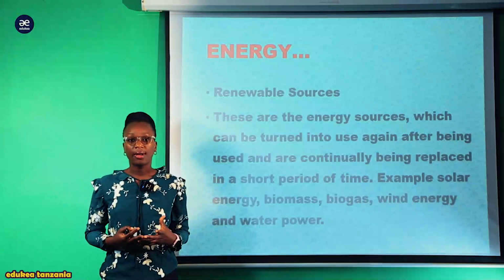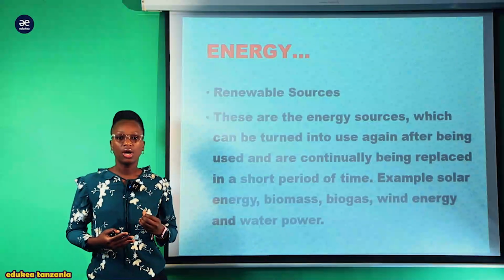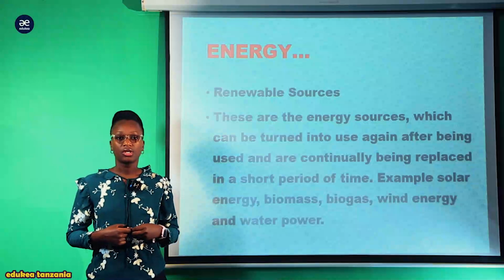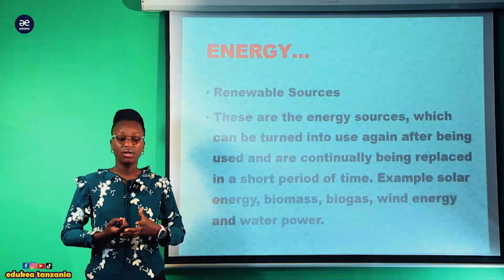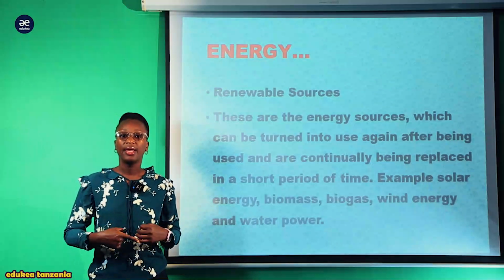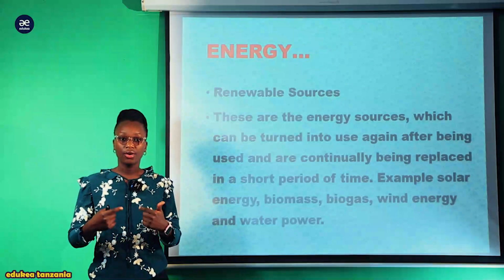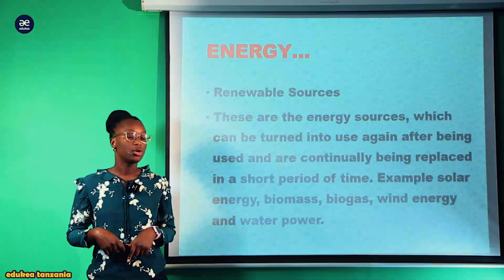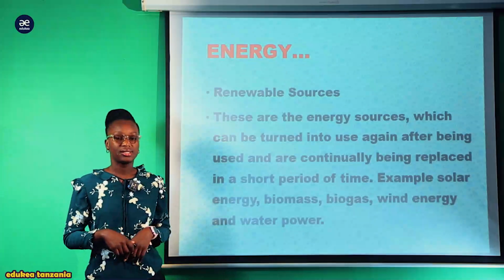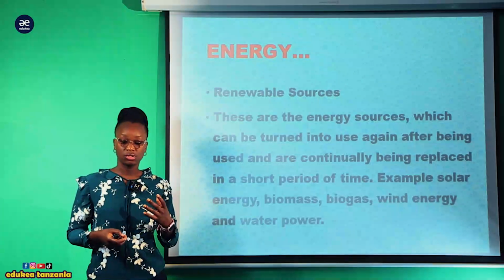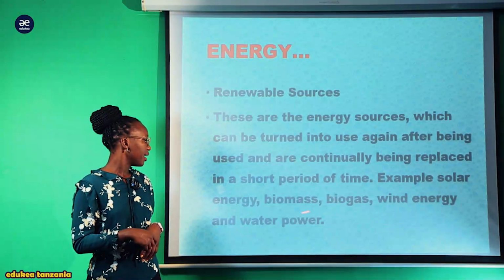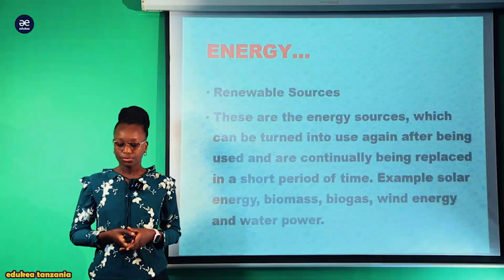For instance, we have solar energy. Solar energy mfano ni kwamba solar energy ni energy ambayo inazalishwa kutegemea uwepo wa sunlight. So as long as the sunlight is there, as long as sun is there, what will happen? This energy will be continually replaced. Wewe unatumia lakini bado inakuwa produced. So this is what we call renewable sources of energy. But also the biomasses, hizi tutaenda kuona huko mbele, tutaenda kuzisoma one after another in details. Also we have the biogas, wind energy and the water powers.